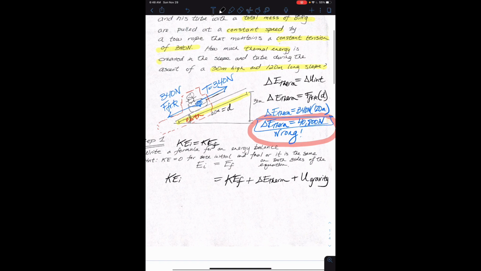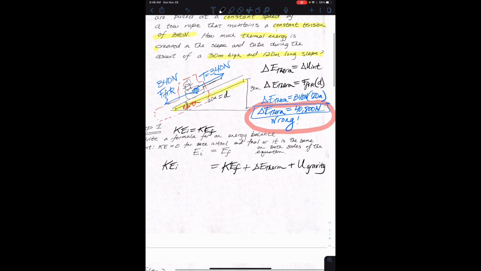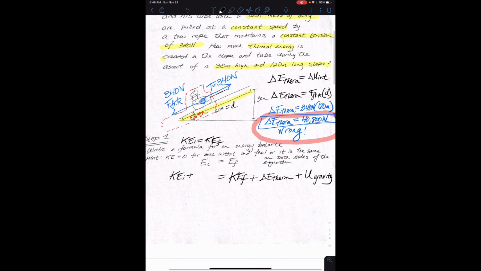There's one more type of energy we have to remember here, and that is there is an external force that is going to do work. And hopefully you can see what that is. That's going to be the work done by tension.